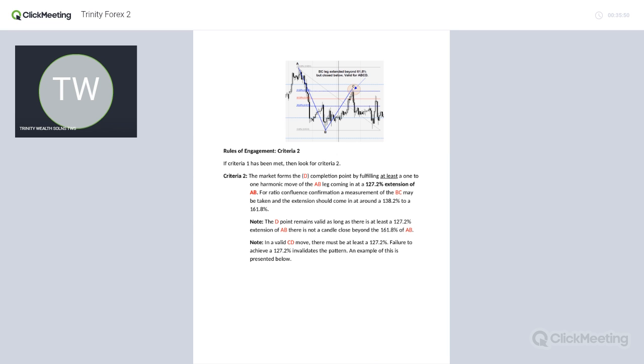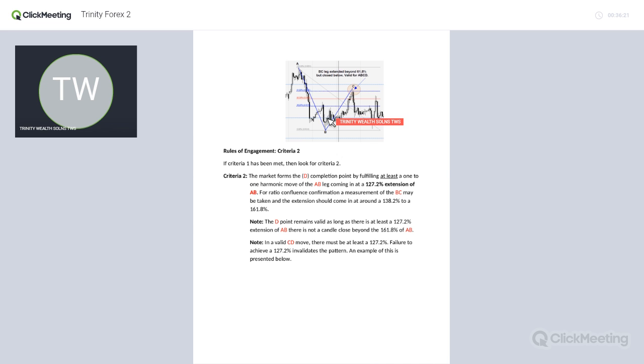So the ABCD pattern will be fulfilled if D, where it is located, when we pick this line that is A to B and place it from C to D, will touch the 127.2% extension of this Fibonacci drawn from A to B. Remember, when you draw this Fibonacci, the extensions come somewhere down here: 127, 138, 161.